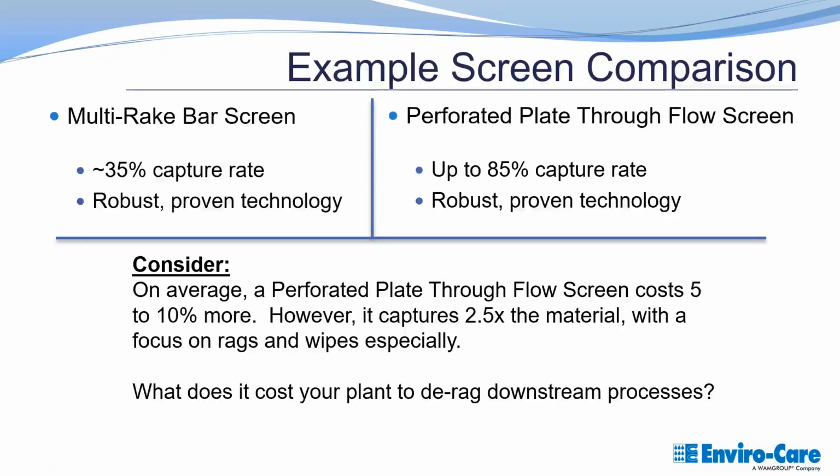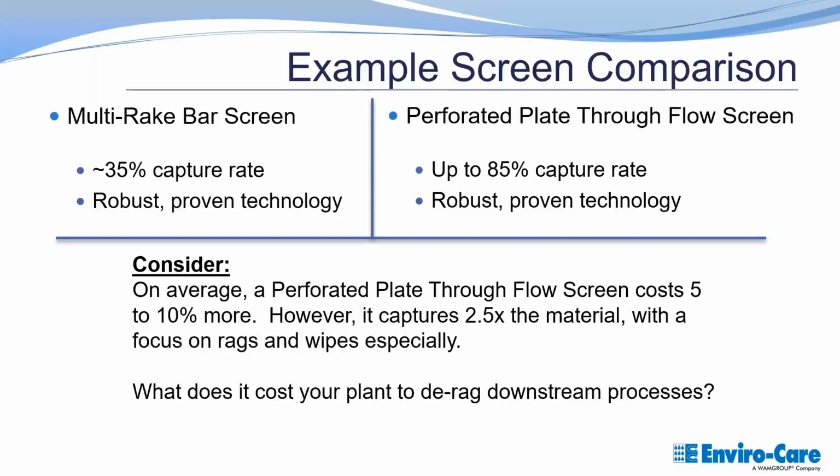A quick comparison, Multirake bar screen, proven 30-35% capture rate. It's also a robust, proven technology. It's been in use for a long time. There's a lot of installations out there. It's a well-known design. Perforated plate flow-through screens, though, are also a robust, proven technology. They've been around since the 80s. They've been continually improved on ever since. They can also get up to an 85% capture rate.